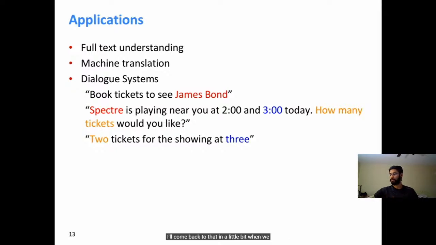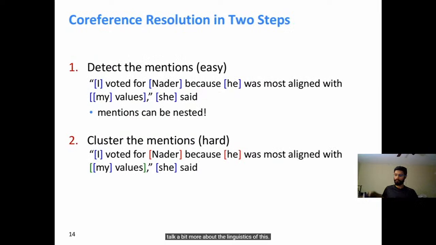I'll come back to that in a little bit when we talk a bit more about the linguistics of this. Okay, so if we want to do the task of coreference resolution, there are essentially two steps. The first step is, we want to work out what mentions there are in the text that we should be doing something with. And this one is effectively pretty easy, but I'll have just a few slides on that immediately. And then the bulk of the class is going to be on working out coreference between mentions.